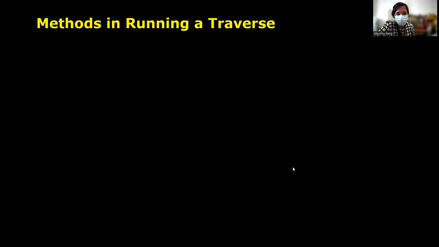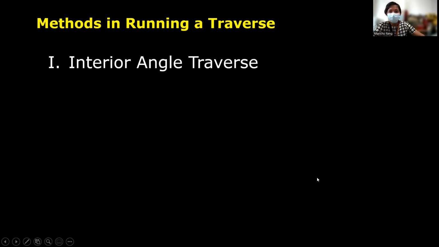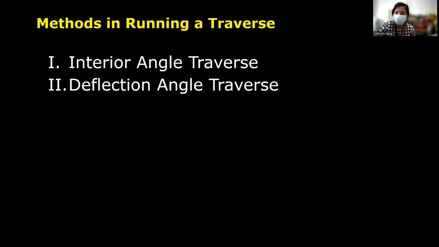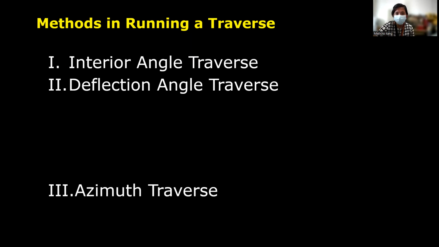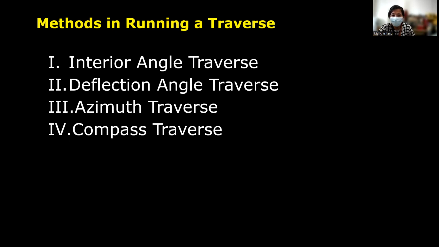Okay, so let's proceed with the methods of running a traverse. We have four methods of running a traverse. You can run a traverse by observing the interior angle. Since that is a closed traverse, you just measure the interior angle. You can also do a traverse by deflection angle. And then the azimuth traverse, by observing through the azimuth, if we already have the assumed north or the true north as reference, and also the compass traverse.